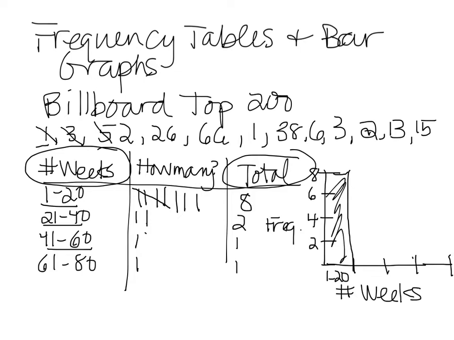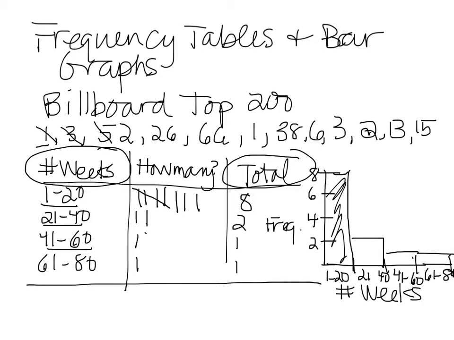In the second category, which is 21 to 40, I have 2. In the third category, 41 to 60, I have 1. I have to just sort of estimate where that is. And 61 to 80, I also have 1. So this is a frequency table. It keeps track of things. On your homework, you're going to have a frequency table that keeps track of bat lengths. And then you're going to be asked about mean, median, and mode.